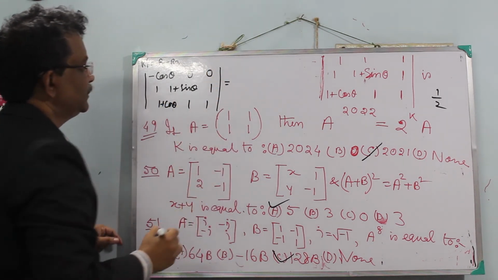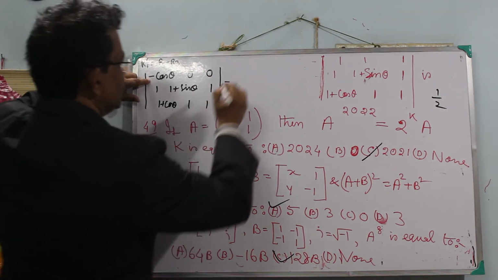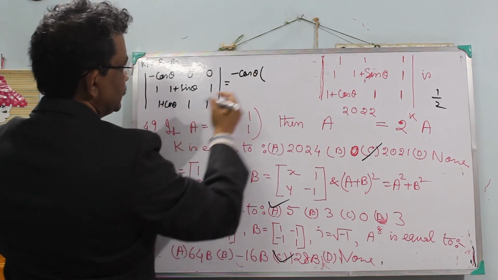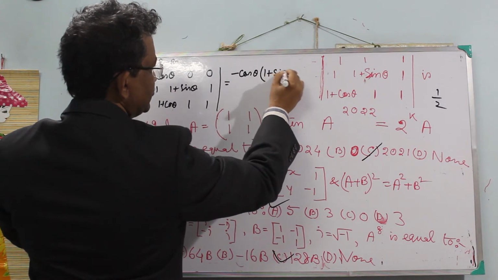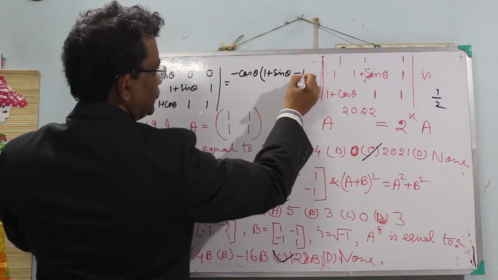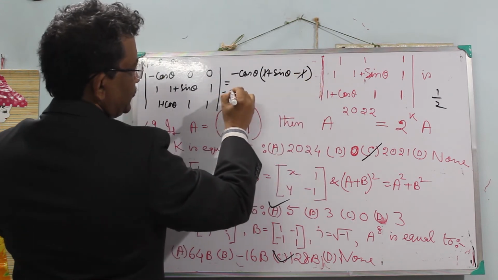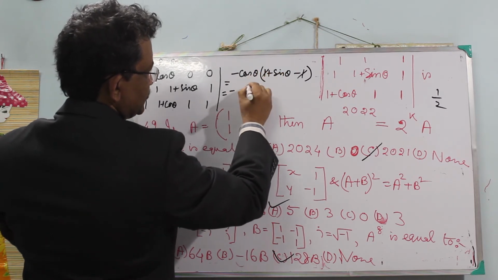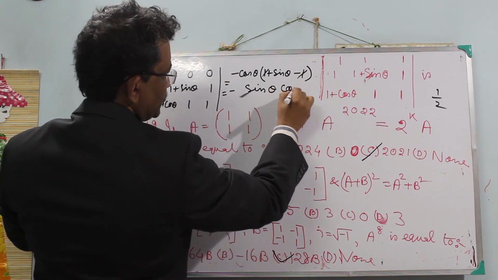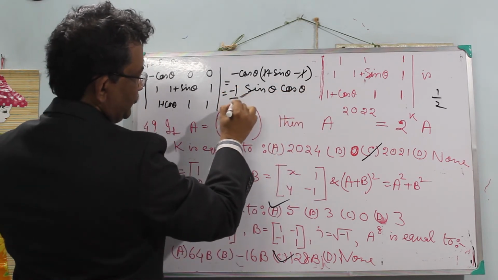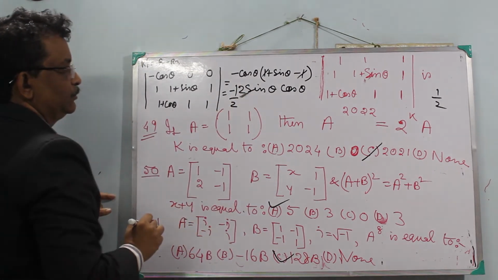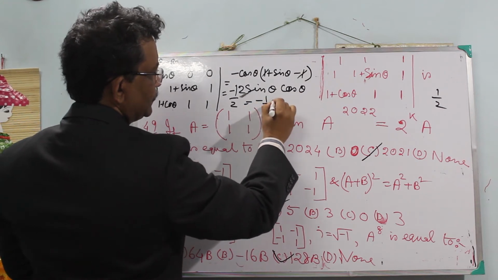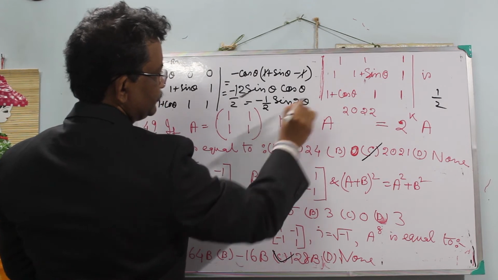So now its determinant value is minus cos theta into 1 into this. That means 1 plus sin theta minus this, minus 1. 1 cancels, so you will get minus sin theta into cos theta. We can multiply and divide by 2, so you get 2 sin theta cos theta, that means minus half sin 2 theta.